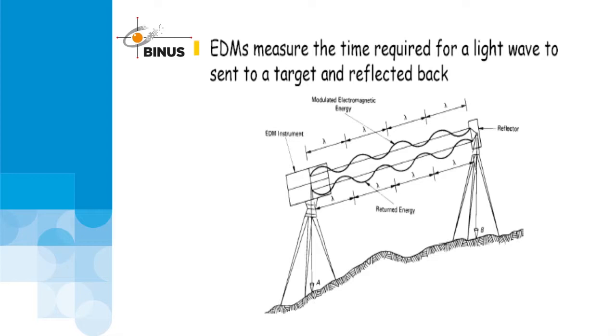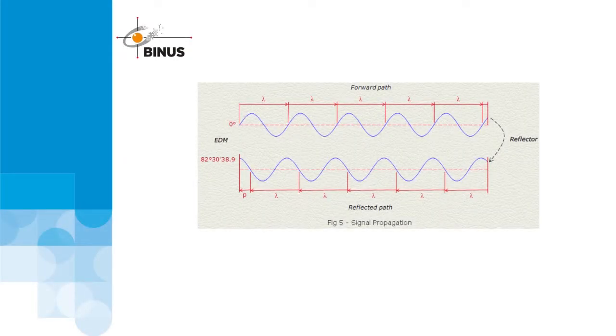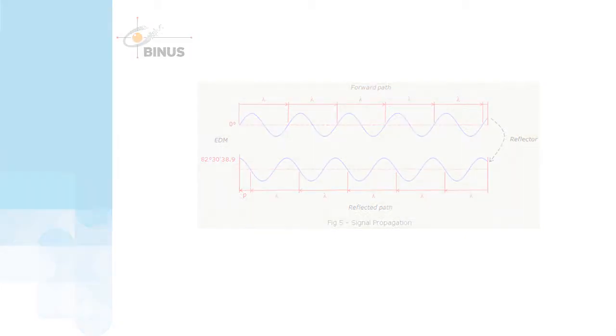EDM measures the time required for a light wave to reach a target and reflect back. It calculates the amount of full and partial wavelengths that reach back to the transmitter. The wavelength is a known quantity since it is generated by the EDM at a specific frequency. The signal leaves the EDM at 0 degree phase, goes through a number n of full phases on its way to and from the reflector, and returns to the EDM at some angle between 0 degrees and 360 degrees, creating a partial wavelength.